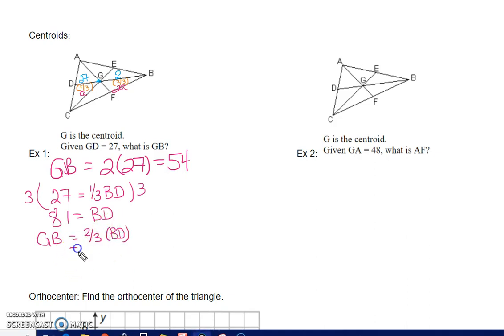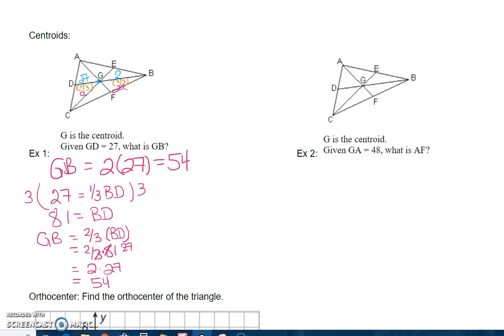Well, now I know what BD is. BD is 81. So I could take 2/3 of 81. Well, 3 goes into 81 27 times, and that 3 would cancel. And here I've got 2 times 27 again. So 2 times 27, once I simplify 81 and 3, gives me 54. And again, these are two different options.